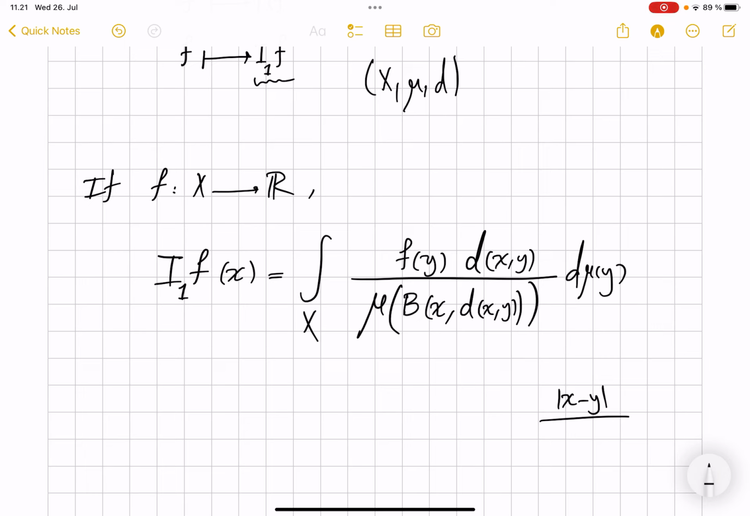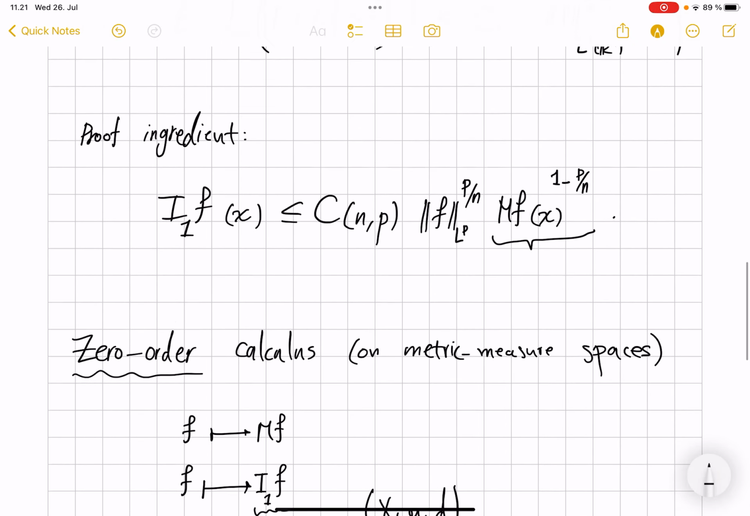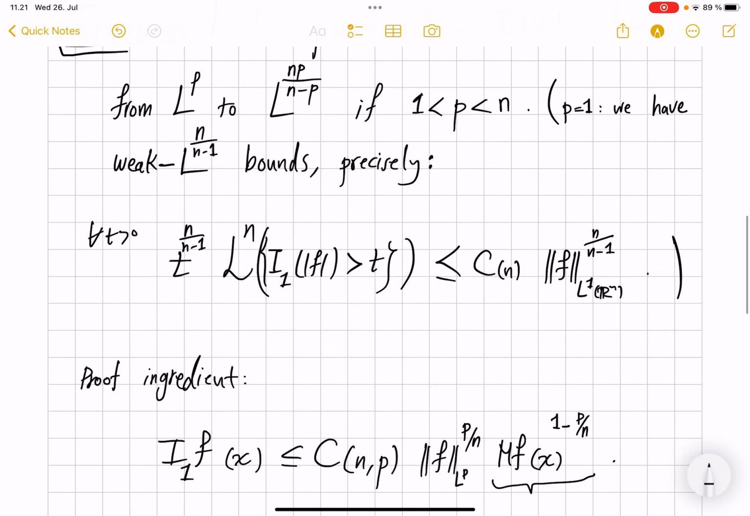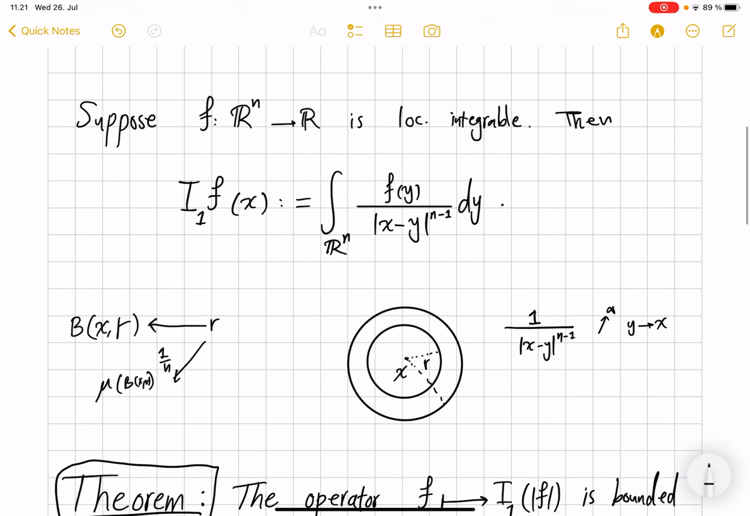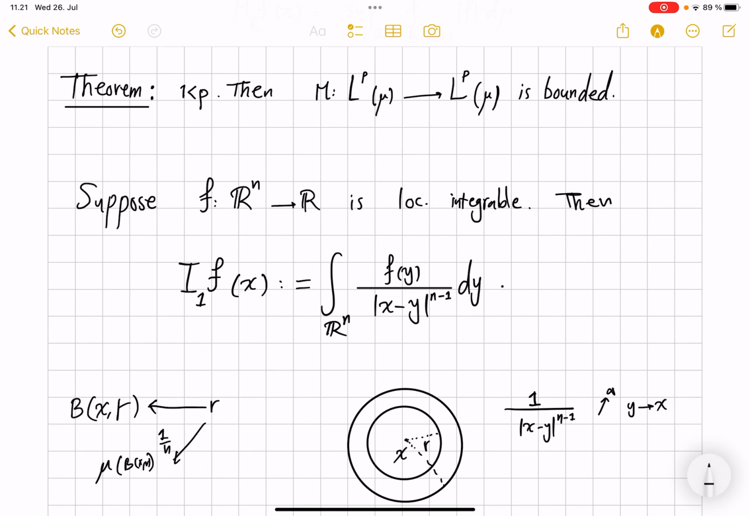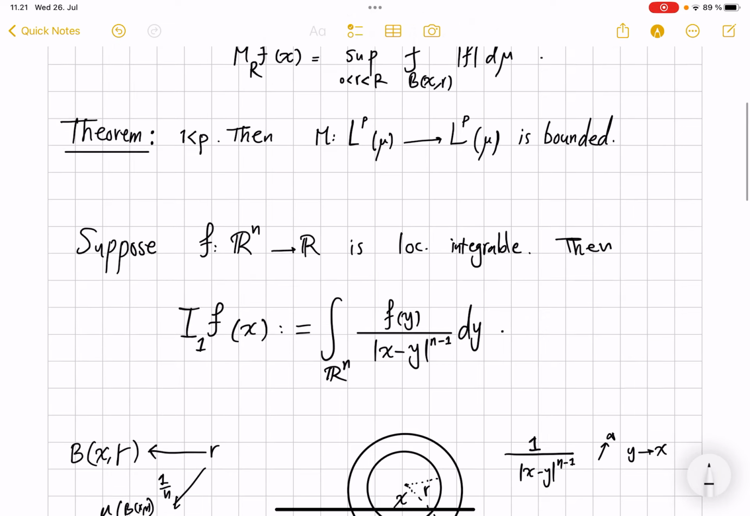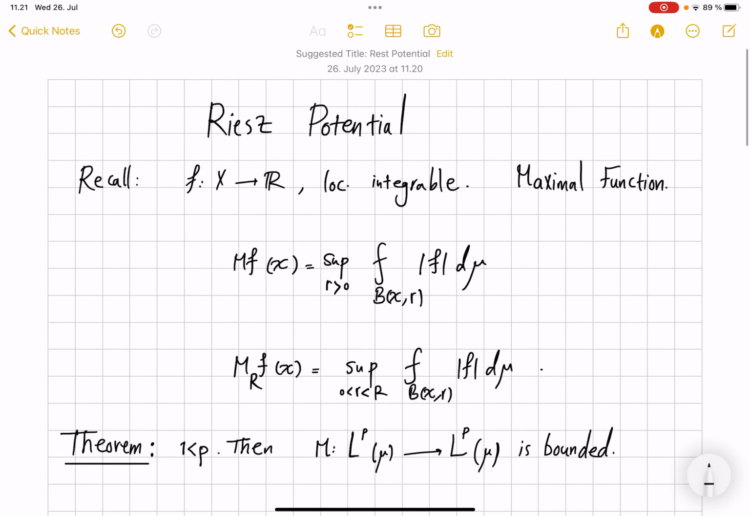Okay, so now we have this zero order calculus in our hand, and in the next video we will return to Hajłasz-Sobolev functions in Euclidean space and use these estimates to see why, given a classical Sobolev function, we can produce a Hajłasz gradient for it.